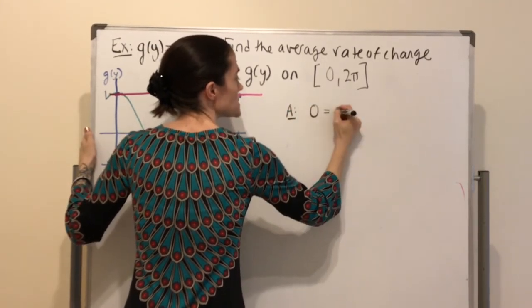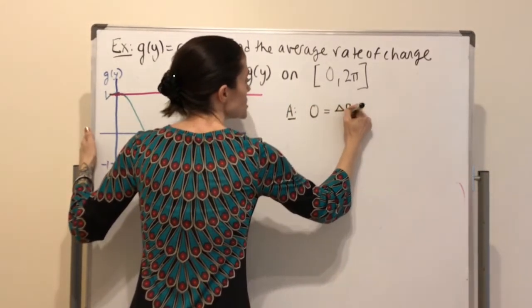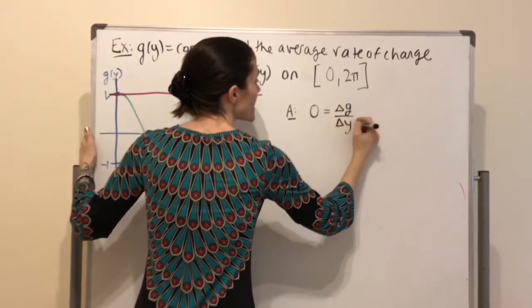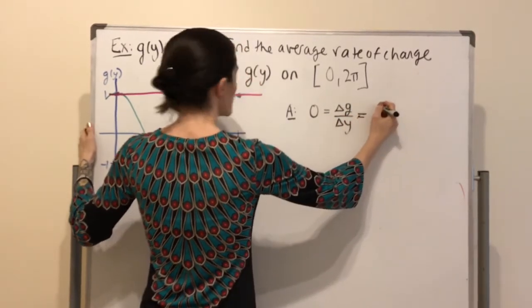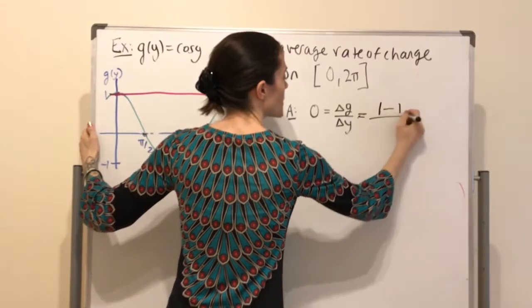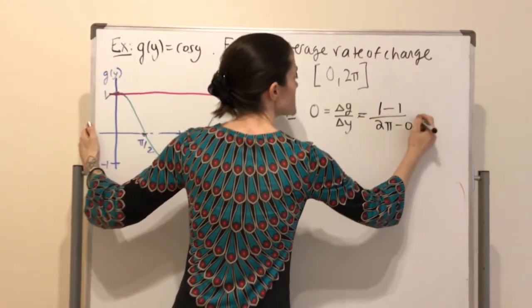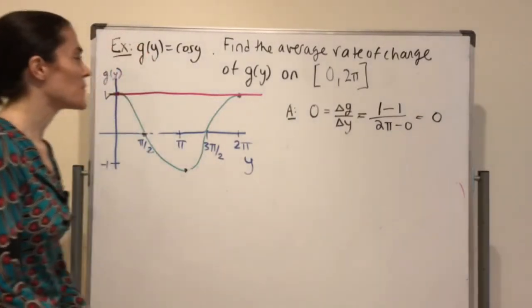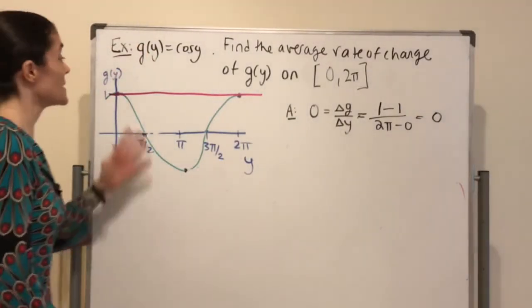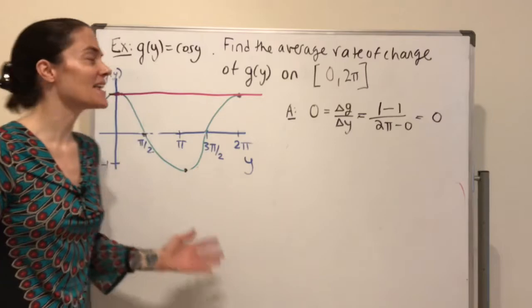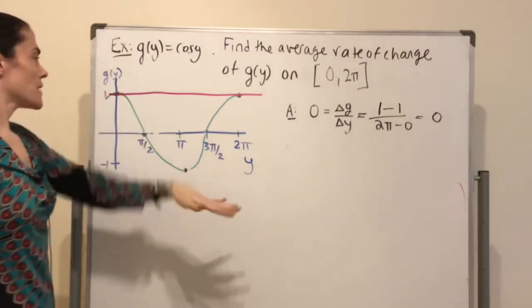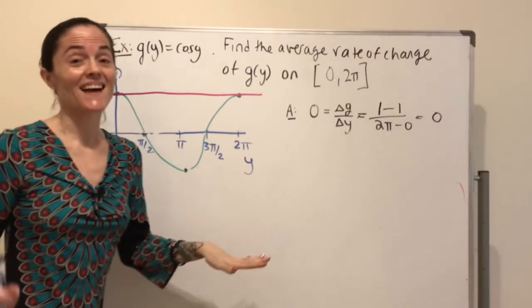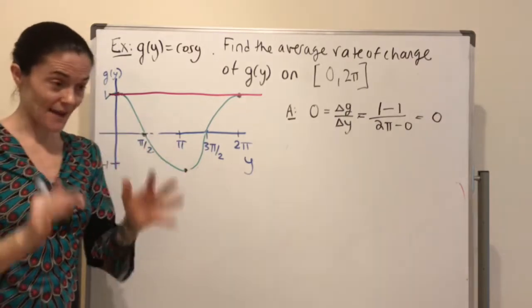And this is the change in G over the change in y here. Or if we calculated, it would be 1 minus 1 over 2 pi minus 0. And the numerator is 0. The fraction is 0. So that's just kind of a comment I wanted to make, when we notice that the secant line is a horizontal line.